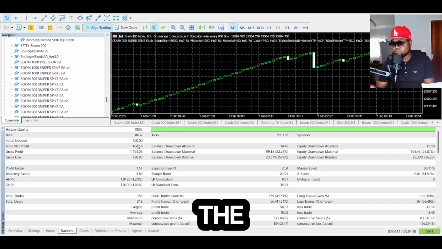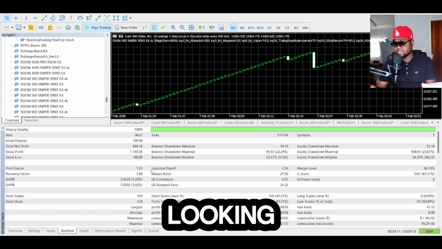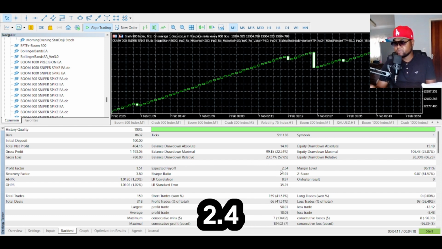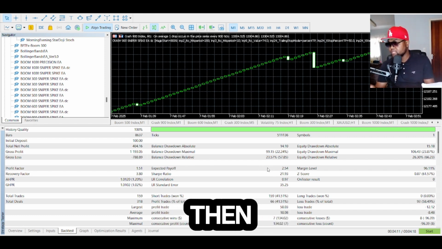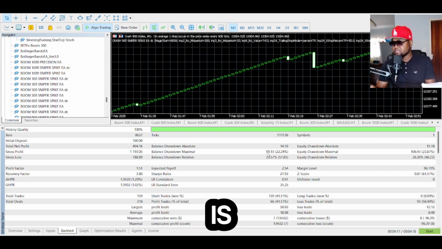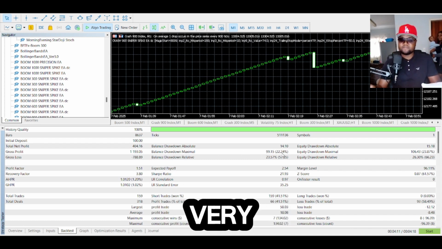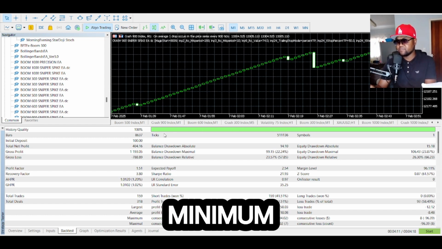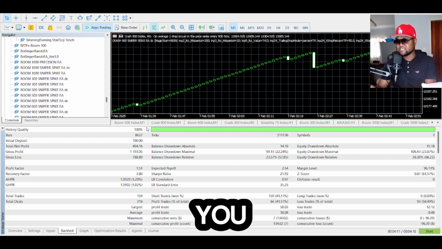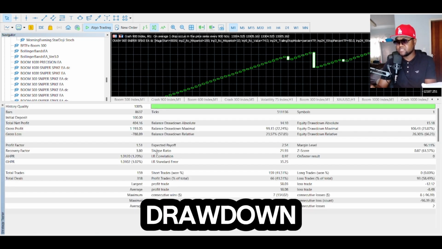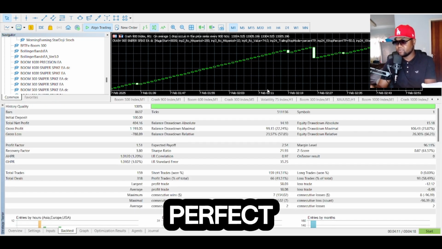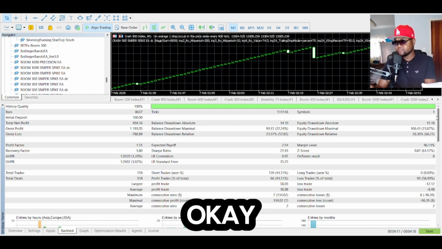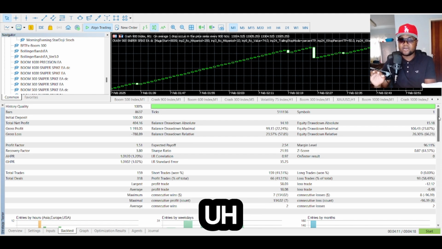Okay, so this is the profit that we are able to get from this, and looking at the expected payoff, we have a 2.4, which is very, very good. Then the equity drawdown absolute is 15.18. Then the balance drawdown maximum is 22.24, which is very, very good. You rarely see that. So the chances of you blowing this account are very, very minimum, because the drawdown on this EA is just perfect.